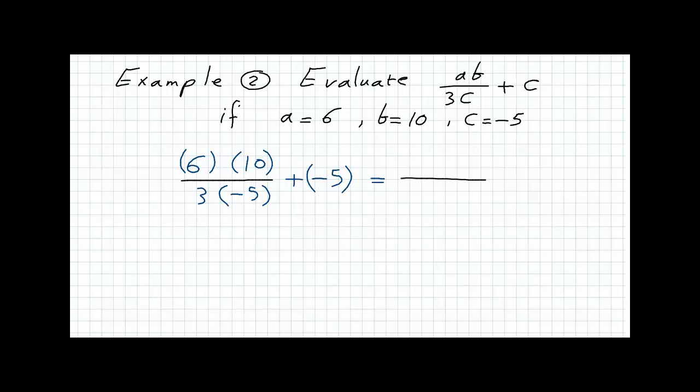We will do the operations in the numerator. So we will have 60. In the denominator, we have -15. All of this plus -5. If we divide 60 by -15, we would have -4. Then we add -5, which results in -9. By this, we reach the end of our lesson.